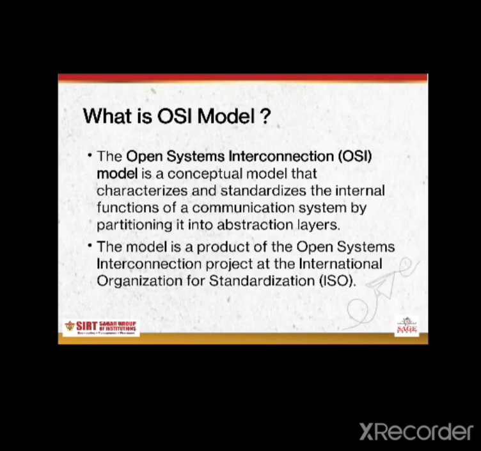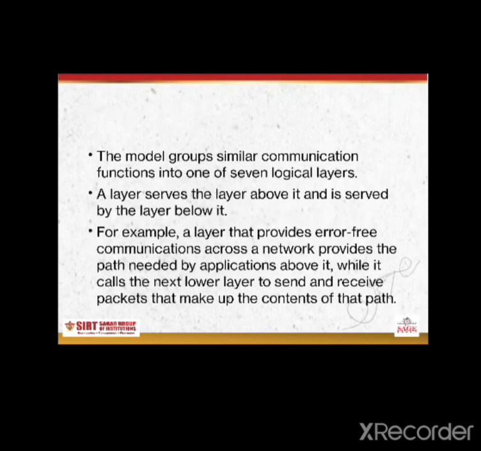As I told you, OSI means Open System Interconnection. This is a conceptual model that characterizes and standardizes the internal functions of communication. It contains different types of layers. By using layers, we can transfer our files, our data, from one person to another. This model is a product of the Open System Interconnection project at the International Organization for Standardization. This model groups similar communication functions into one of 7 logical layers.